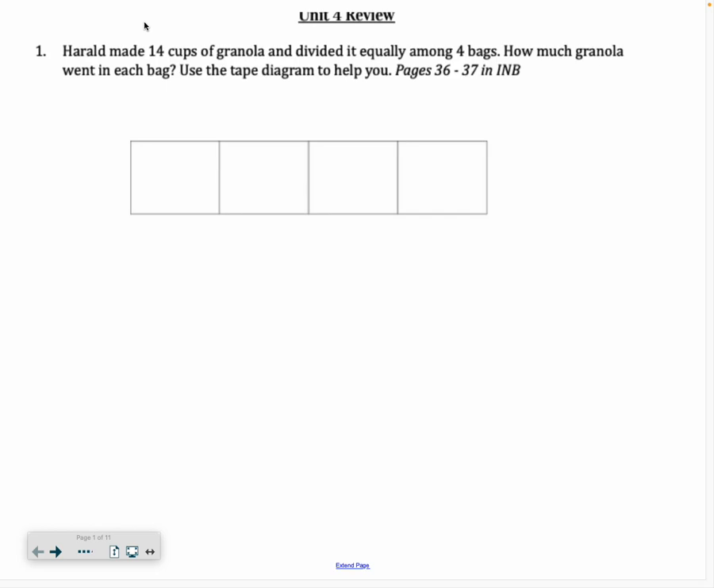Okay, problem 1. Harold made 14 cups of granola and divided it equally among 4 bags. How much granola went in each bag? So our diagram here has our 4 boxes. So we think about what in the problem also represents 4. It's the 4 bags that he divided the granola into. So I can show that. Just kind of that whole thing is going to be 14 cups of granola.